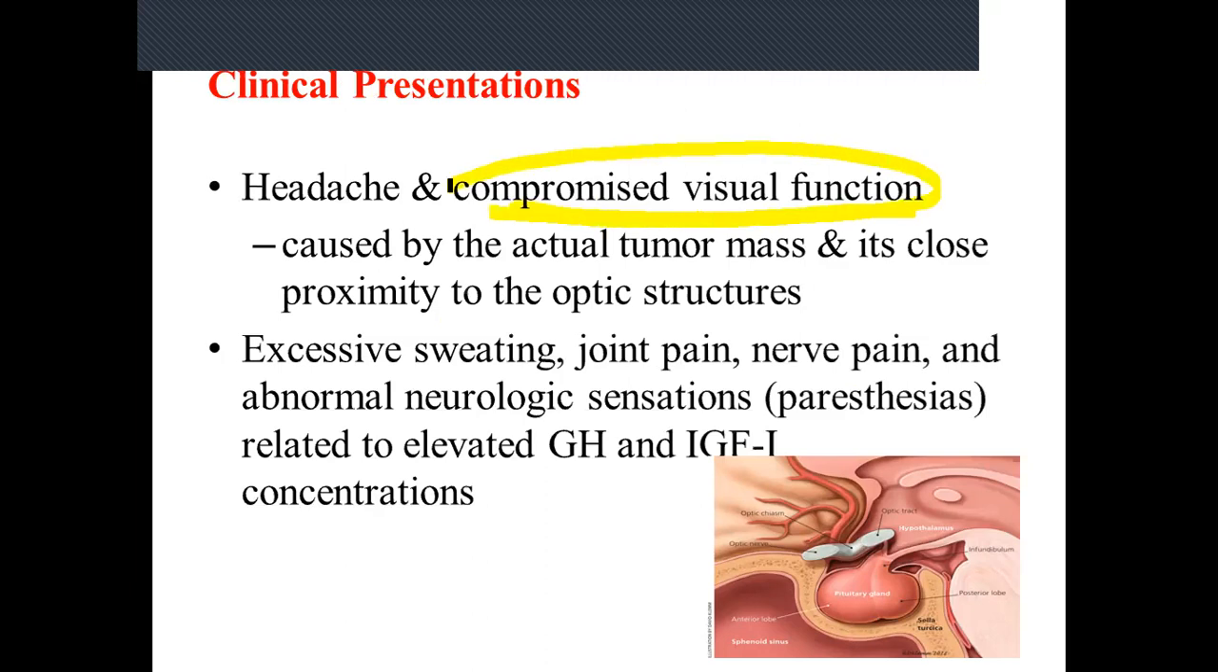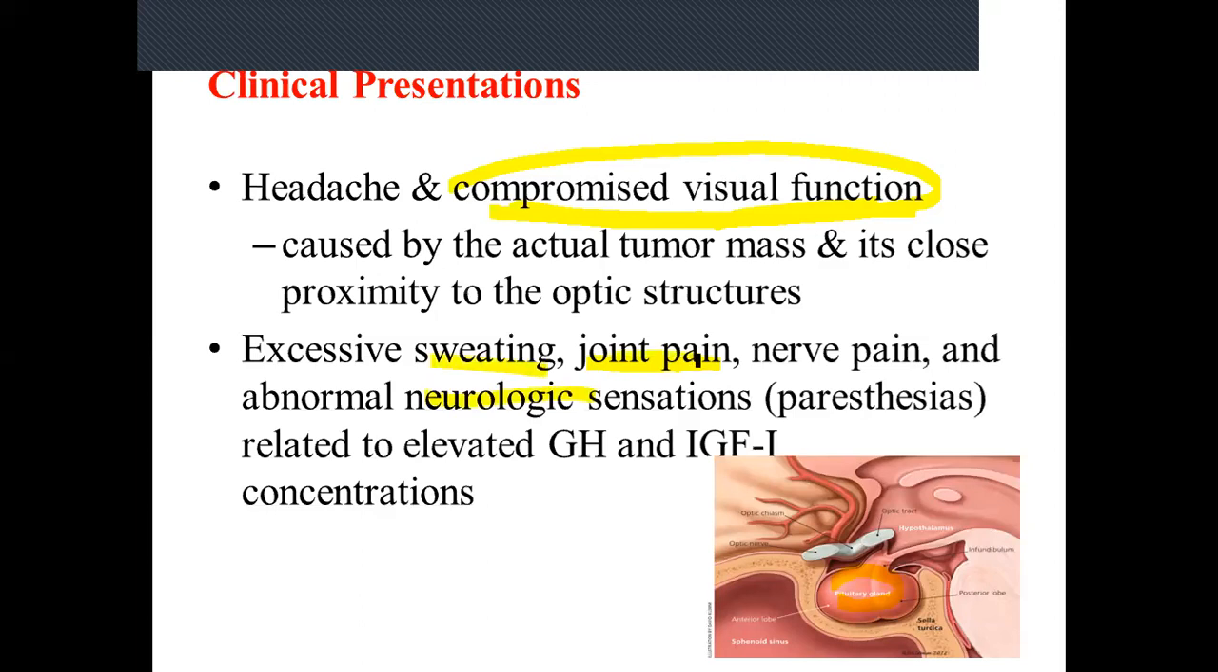If you look at this figure, the pituitary gland is almost closer to the optic nerve, which controls vision. So, if there is a tumor closer to the pituitary gland, it can physically compress the optic nerve, so that the patient will end up having problems with vision. So headache and compromised vision are very common when a patient has this problem. Then, of course, the probability of having joint pain is very high. Abnormal neurological sensation is very high.